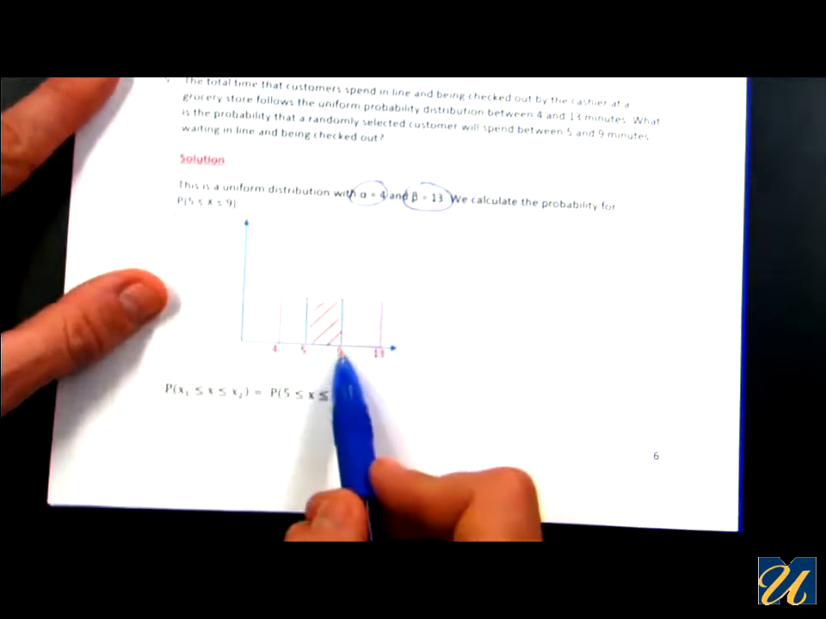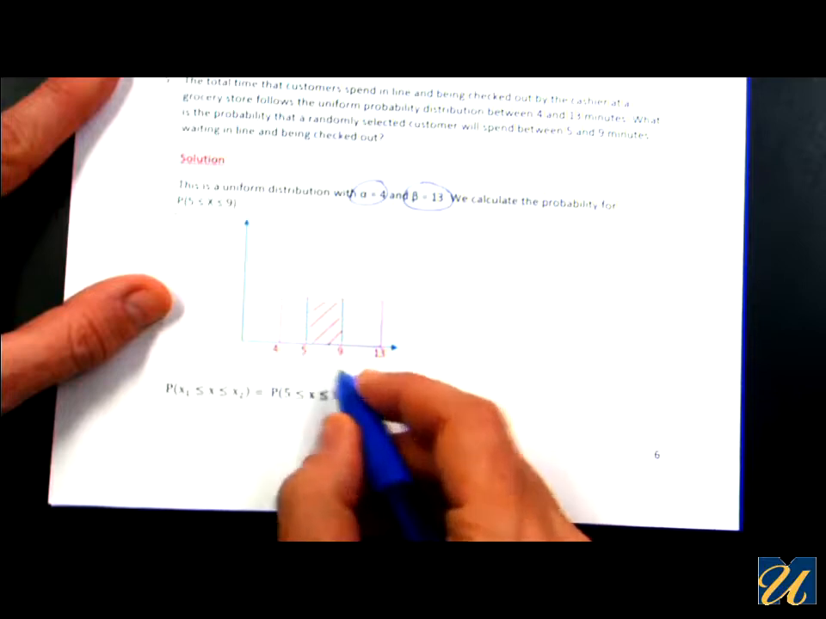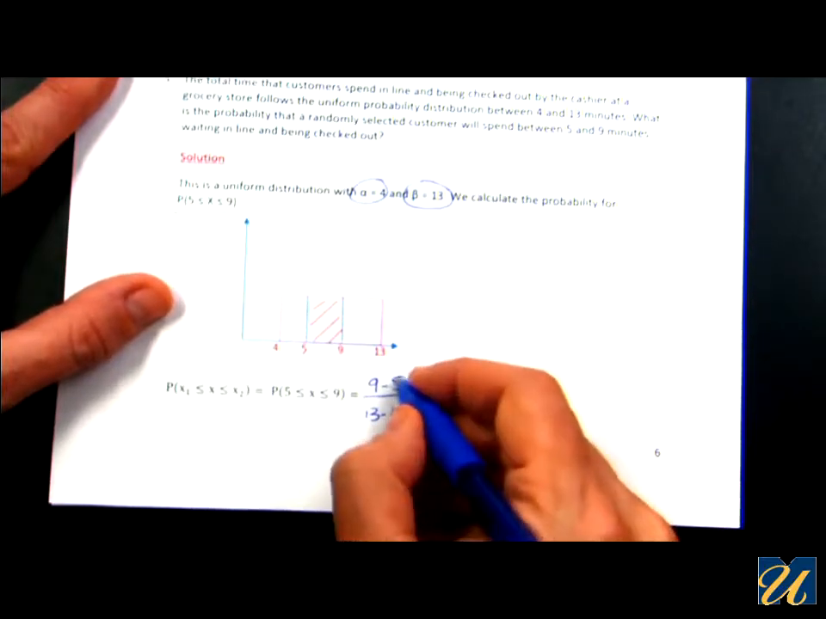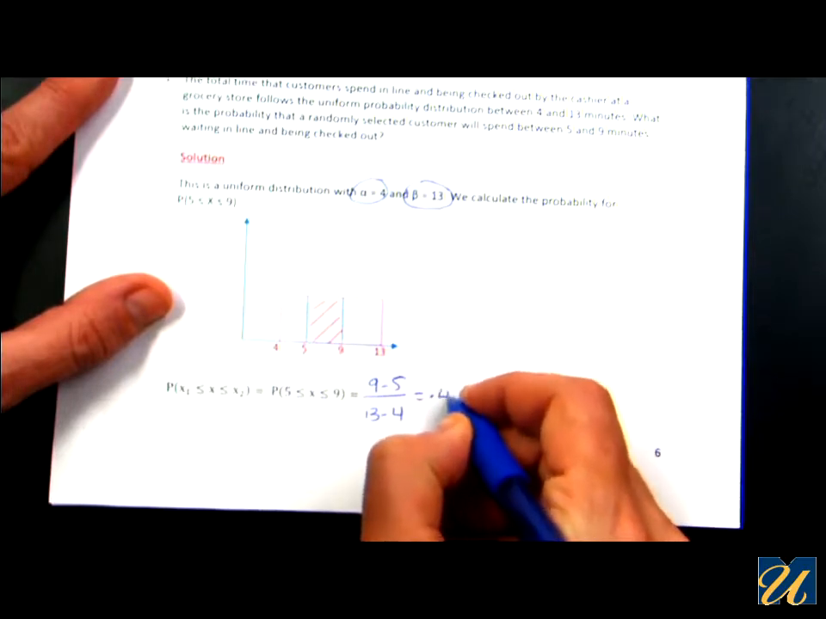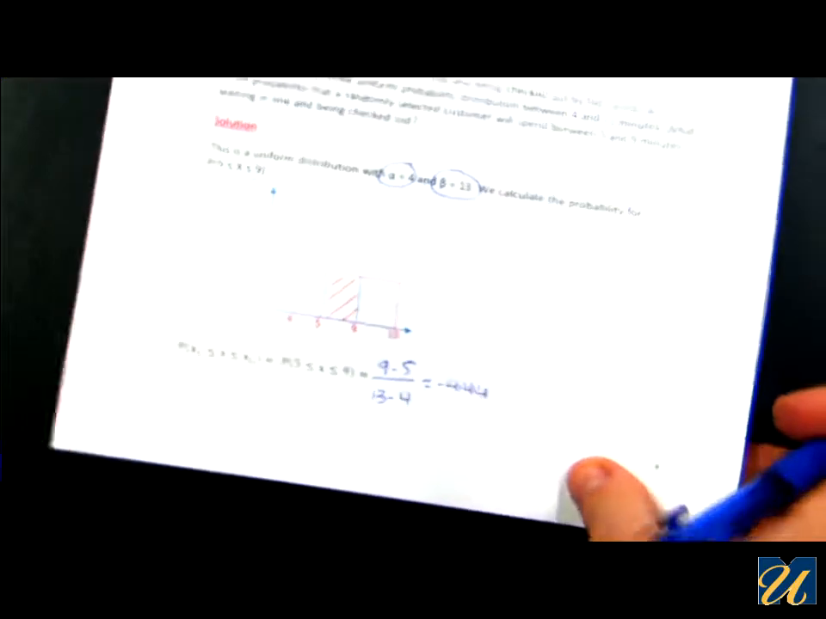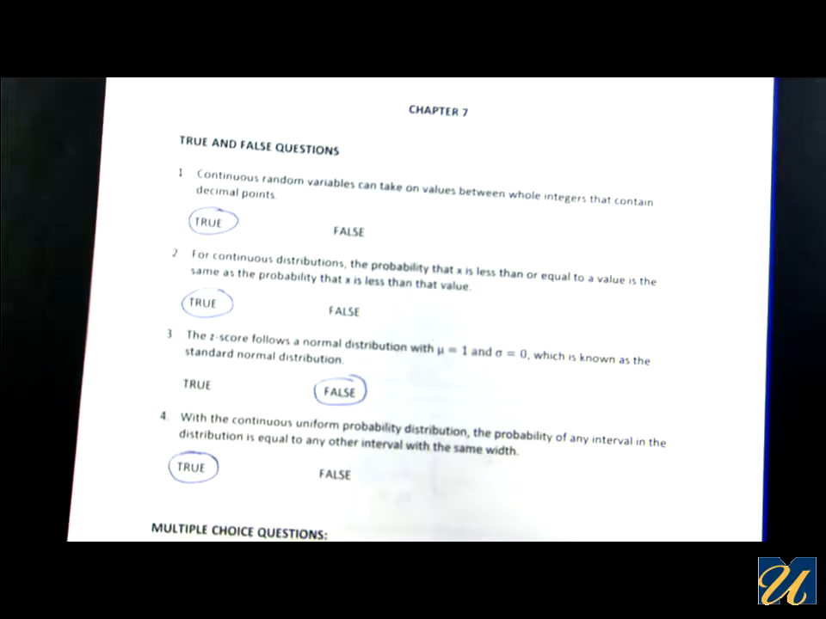So all I need to do is 9 minus 5 over beta minus alpha, 13 minus 4. So the answer will be 0.444. And these are the examples for chapter 7.